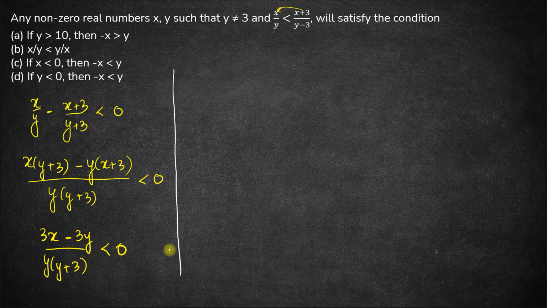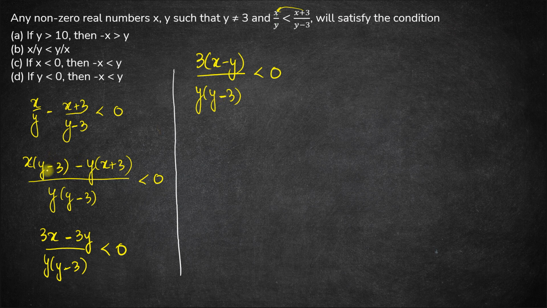Now let's take 3 common from here. So we have 3 times (x minus y) upon y times (y+3) is less than 0. This is what we get. Okay, I made a slight mistake here. This is y minus 3. I made a mistake in writing. So this is y minus 3, this is y minus 3, this is y minus 3.